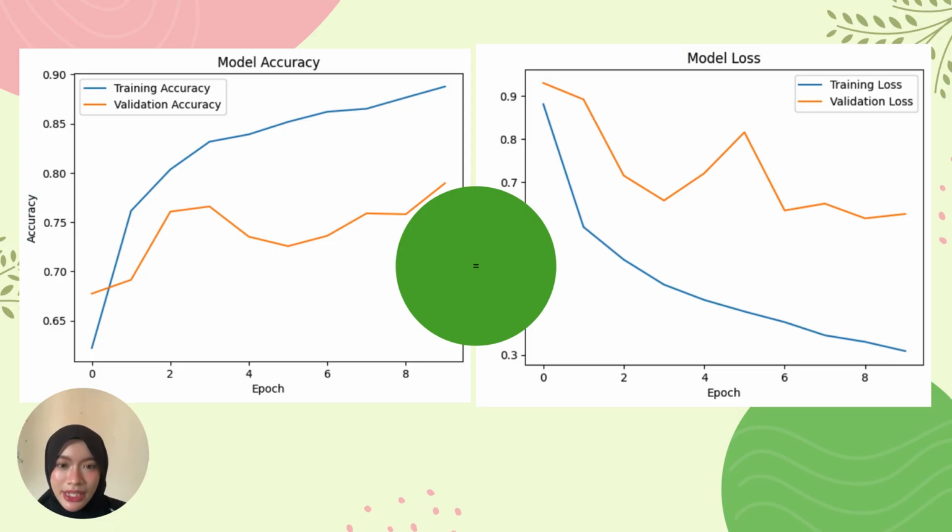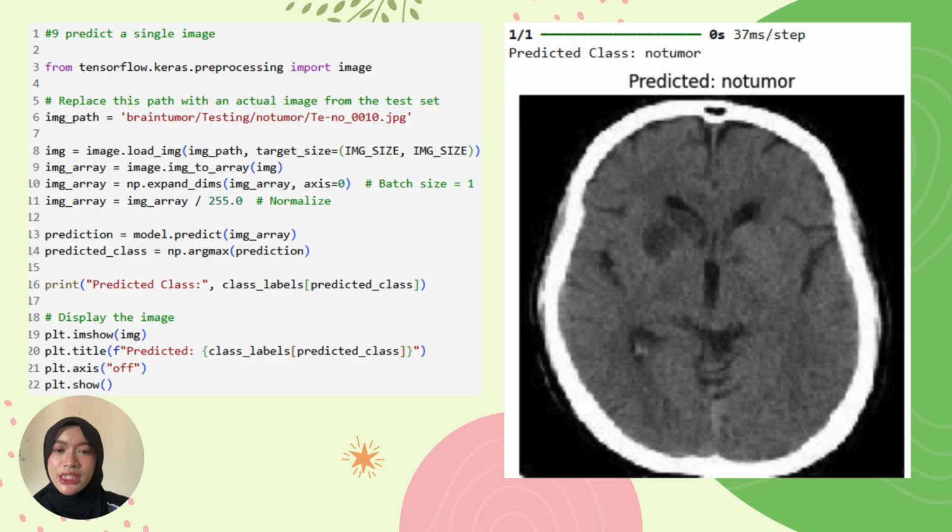To simulate a real-world use case, we pass in a single MRI image, which is just like how a doctor might upload a scan for diagnosis. So before making a prediction, we pre-process the image to match the shape and scale of the training data by resizing it to 150 by 150 pixels and scaling the pixel values between 0 and 1.